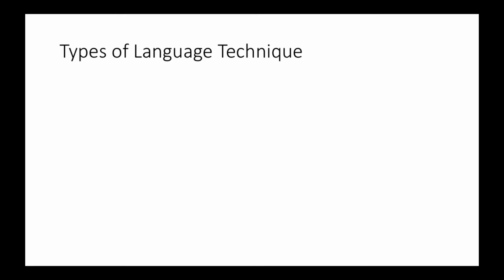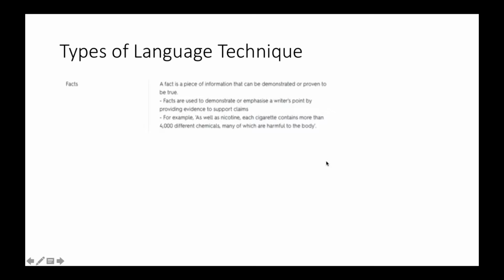So let's just go through the types of language technique that you could come across or you could use. So the first thing is facts, so just a piece of information that is true. So for example, facts are used to demonstrate or emphasize a writer's point by providing evidence to support claims. For example, as well as nicotine, each cigarette contains more than 4,000 different chemicals, many of which are harmful to the body. So that is a fact.